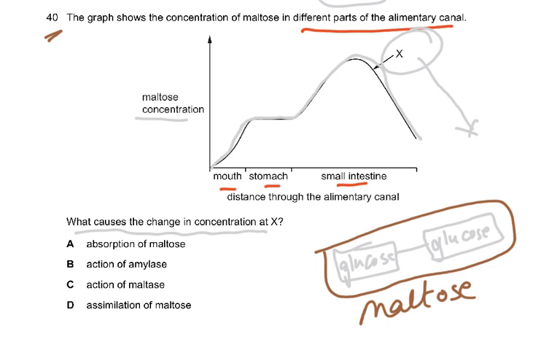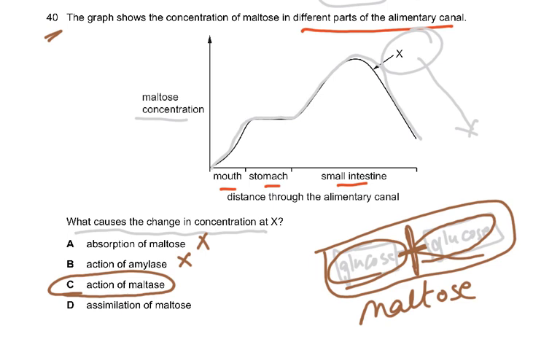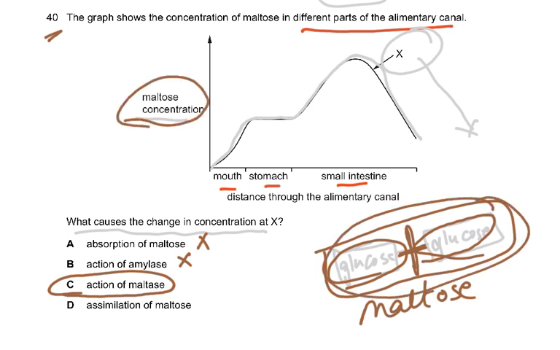Now, maltose is a disaccharide. It's made of two glucose units joined together. And maltase, what does it do? It's going to break it up, and then the glucose is going to be absorbed into the blood. So, absorption of maltose was wrong. Action of amylase was wrong. What was correct is action of maltase. So, whatever maltose was present is now being broken down into one unit of glucose and another unit of glucose. So the level of glucose would increase in the small intestine.